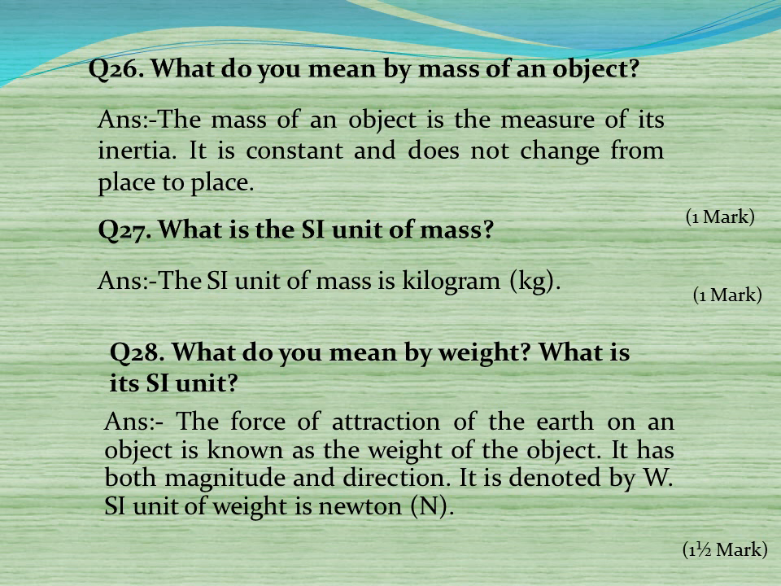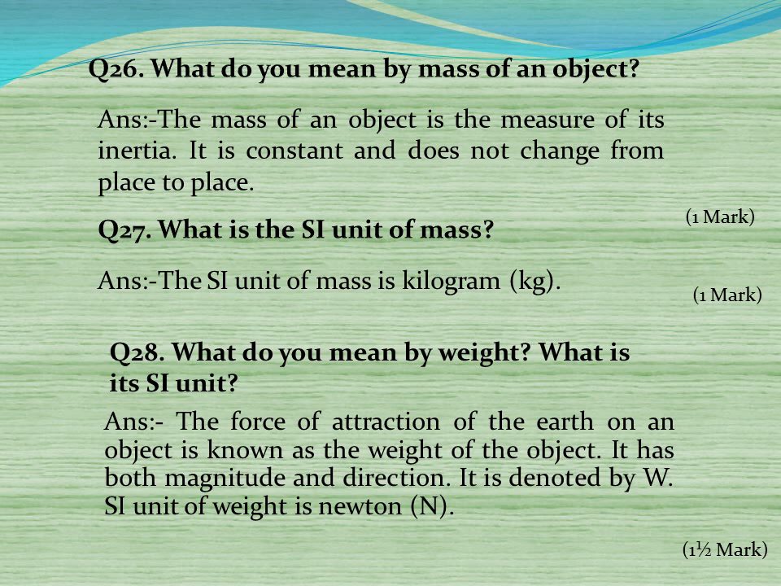Question number 26. What do you mean by mass of an object? Answer. The mass of an object is the measure of its inertia. It is constant and does not change from place to place. Question number 27. What is the SI unit of mass? Answer. The SI unit of mass is kilogram.